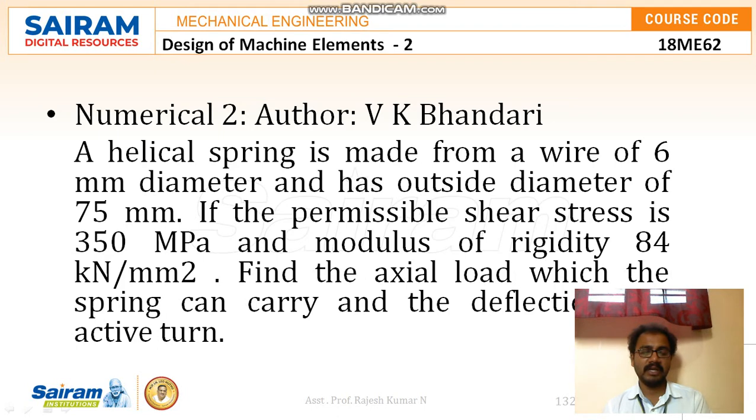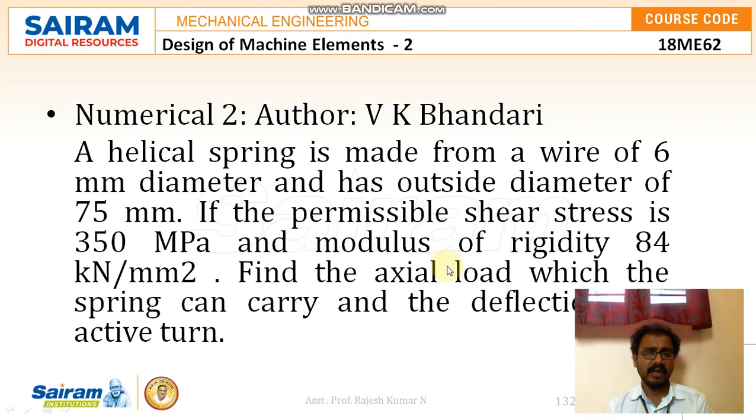So the question given here is, a helical spring is made from a wire of 6 mm diameter and has an outside diameter of 75 mm. So if the permissible shear stress is 350 MPa and the modulus of rigidity is 84 kN per mm square, find the axial load which the spring can carry and the deflection per active turn.